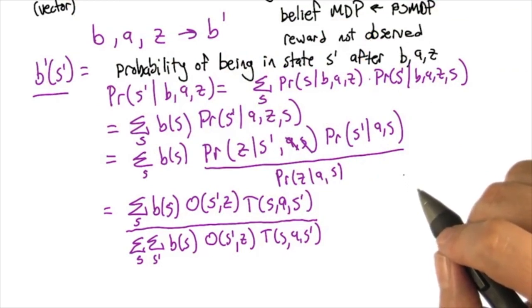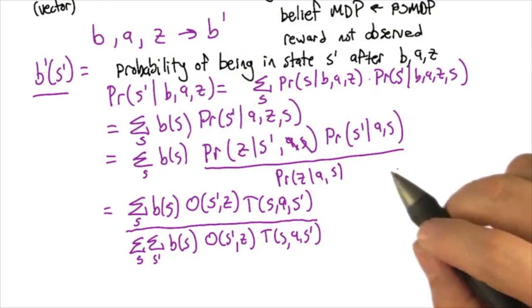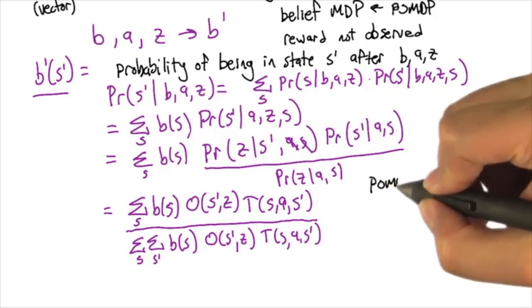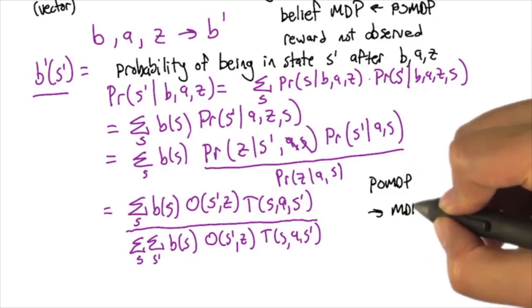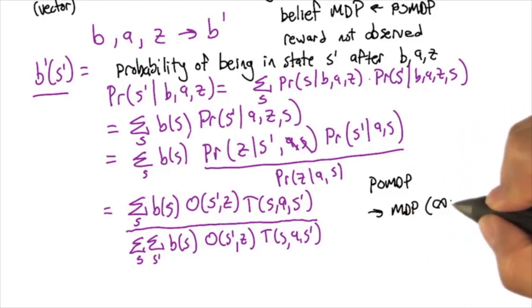All right. So this doesn't actually tell us how to do decision making, because what we've done is turn a POMDP into an MDP that, by the way, has an infinite number of states.